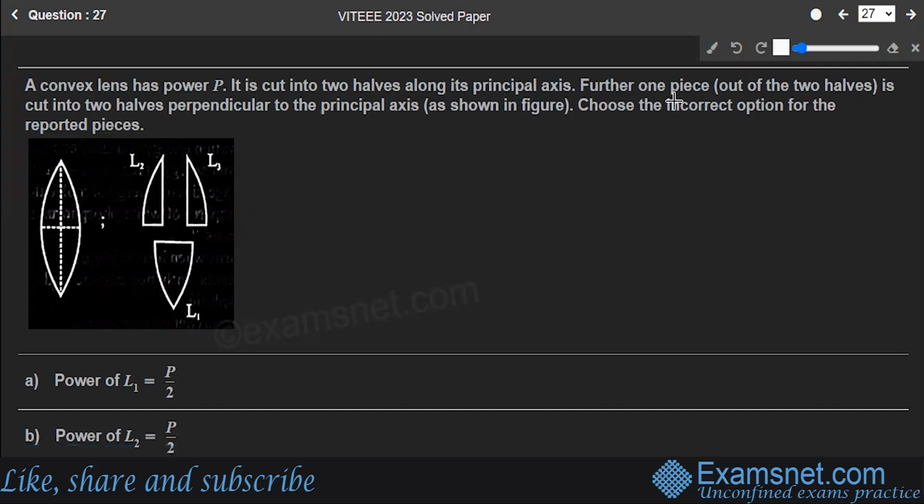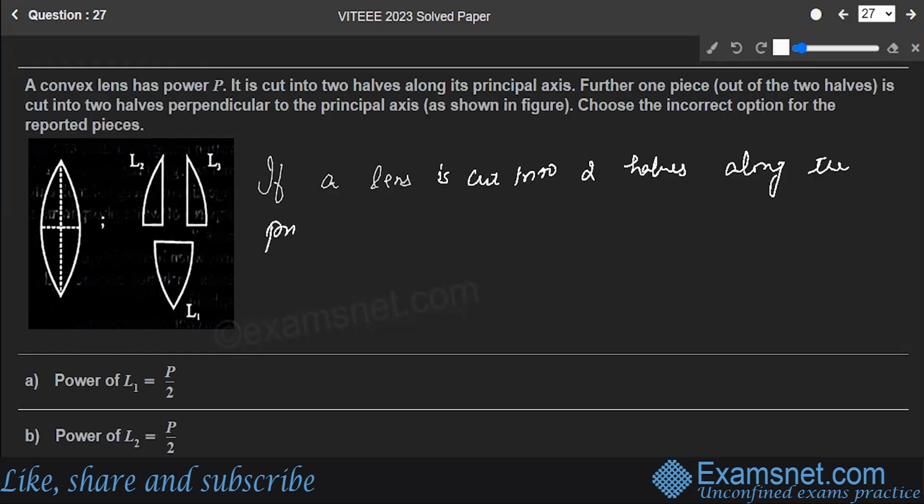Now, do remember this thing: if a lens is cut in two halves along the principal axis, the focal length is unchanged.